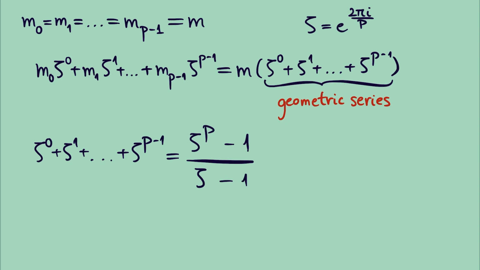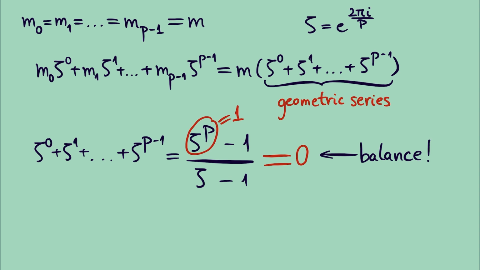Zeta is not 1, so this expression makes sense, but zeta is one of the complex pth roots of unity, meaning that zeta to the p is 1. So this quotient is 0, which is what the balance condition requires, proving our intuition right. It seems we're on the right track here. To go further, we need to dig deeper into polynomials and their arithmetic.